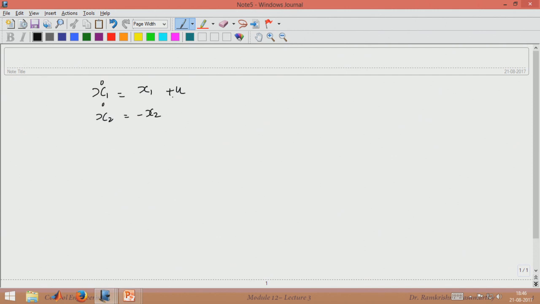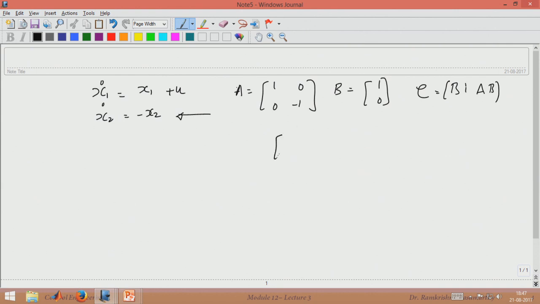Now, can I do anything with the poles of x2? Well, the answer is no, because there is no control input influencing x2. Now, look at the controllability matrix. So, this system has A as 1, 0, 0, minus 1, B is 1 and 0. So, what is the controllability matrix? C equal to B, AB. So, that is B is 1, 0, and A times B is what?